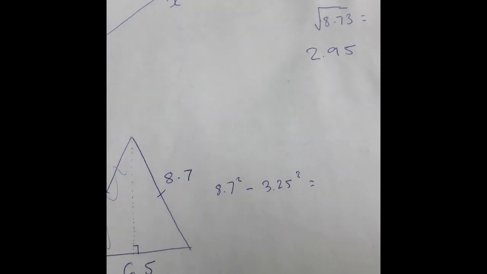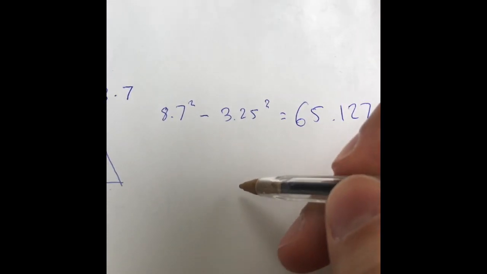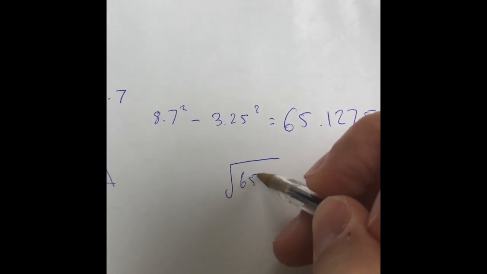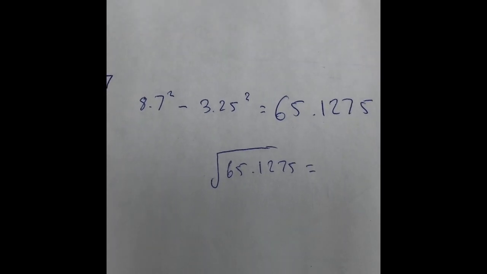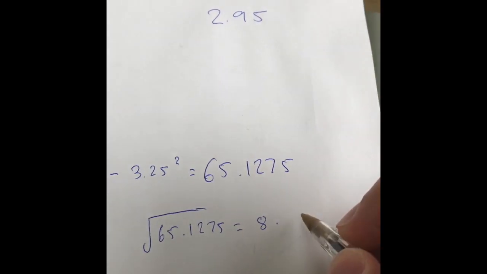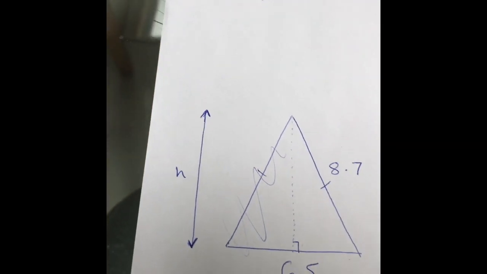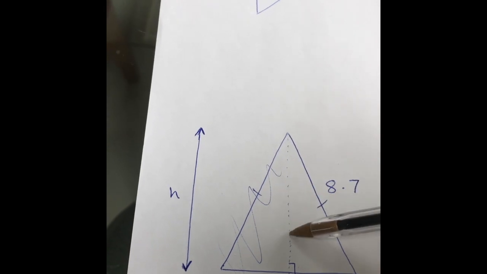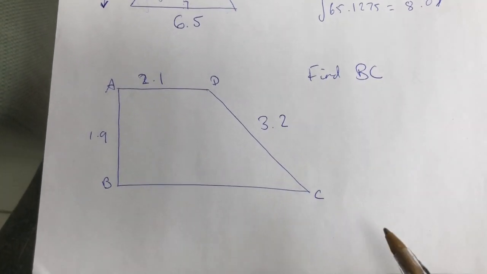Plug that into the calculator, and it gives us 65.1275. And of course, we've got to square root that. And that's going to be 8.07, 2 decimal places. So the height is 8.07. So if we've got a shape that looks like this, here's how we do it.